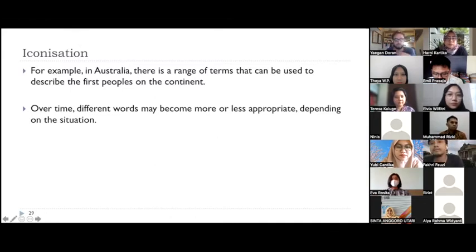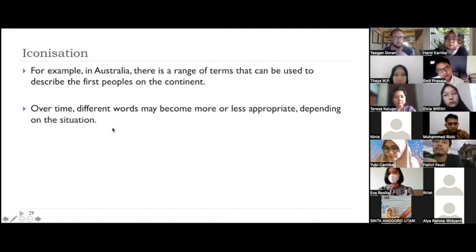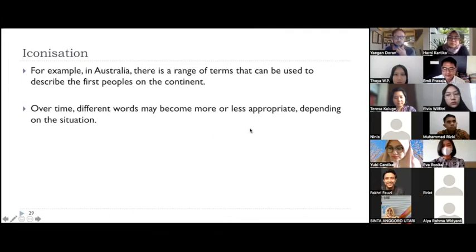So, for example, in Australia, there is a range of terms that can be used to describe the first peoples on the continent. So not the Europeans that came into Australia in the 18th century, in the 1700s, and colonized, but the people that were there beforehand for a very long time and are still in Australia. Over time, different words may become more or less appropriate depending on the situation. And importantly, these things change over time. Just as technical terms change as science progresses, these terms change as humanities progresses.